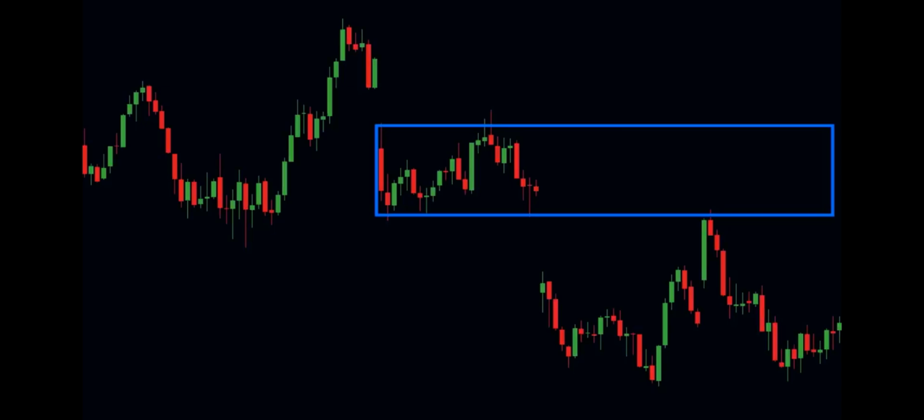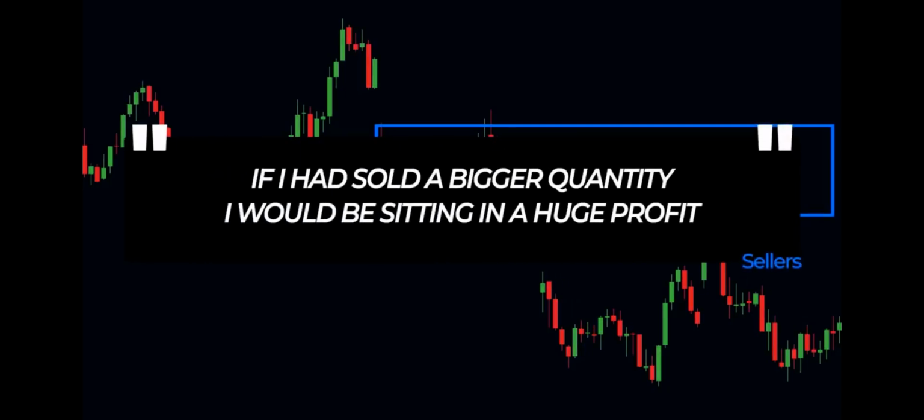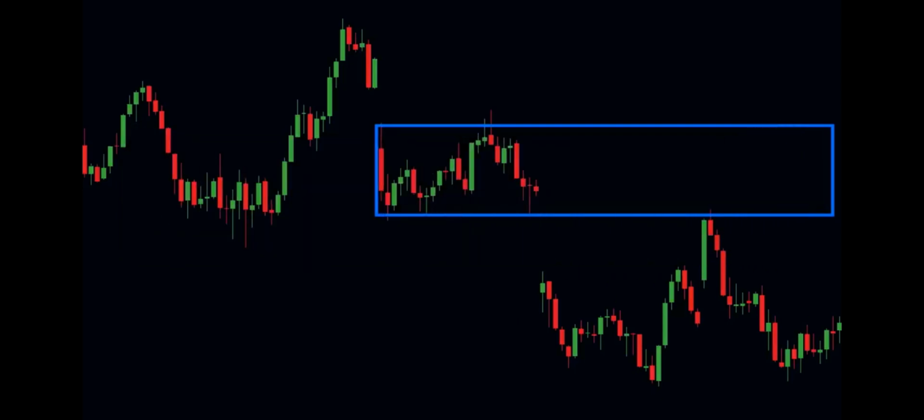Now let's look at the story from the seller's side. When the price was trading in the value zone, a lot of sellers entered short positions. Then the price broke below the value zone, and they started making profits. As the market starts to trade lower, their profits start to grow. The greed starts to step into the minds of the sellers. They will think to themselves, if I had sold a bigger quantity, I would be sitting in a huge profit. They will tell themselves, I should have sold more.